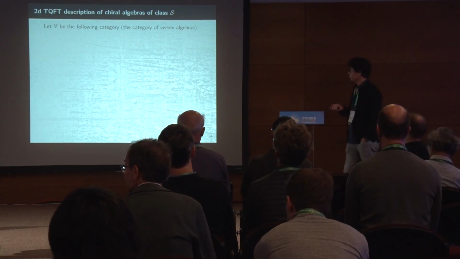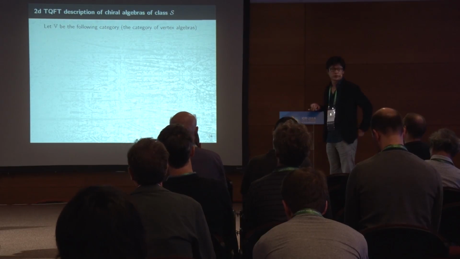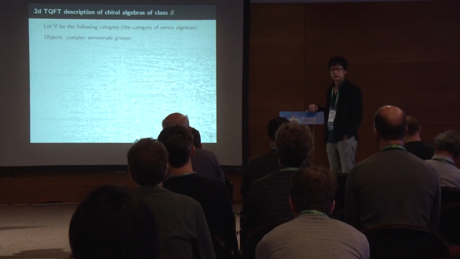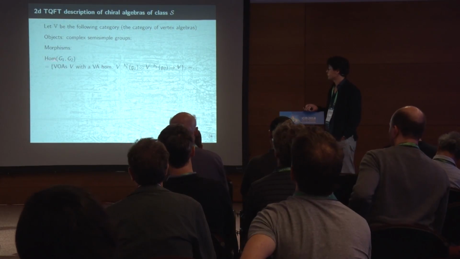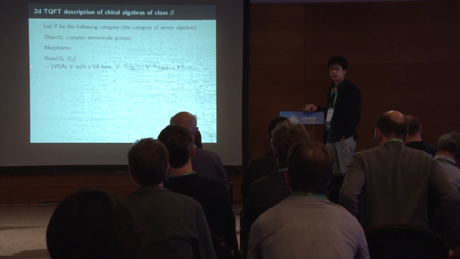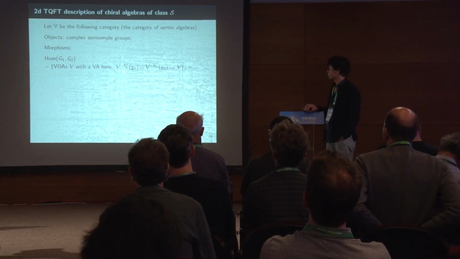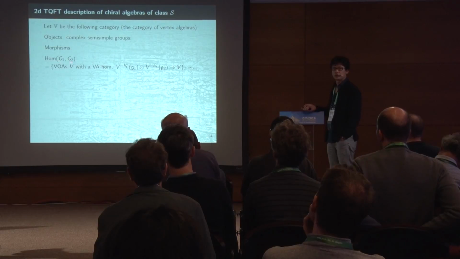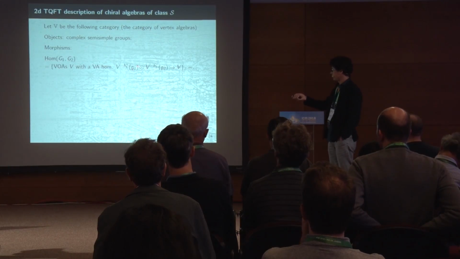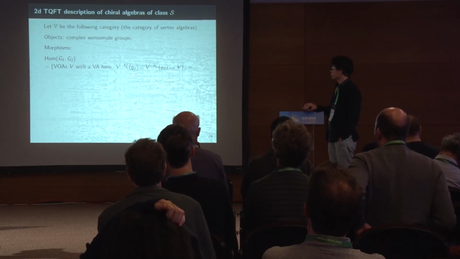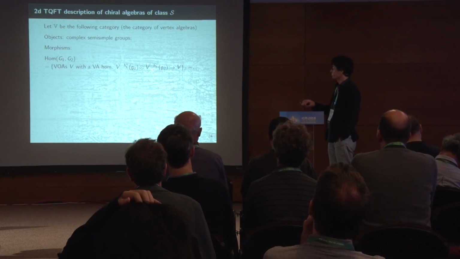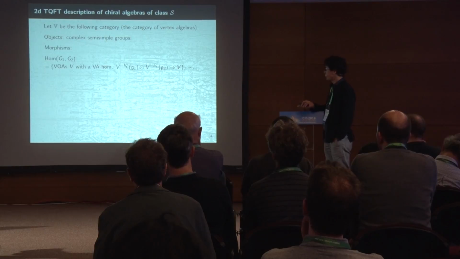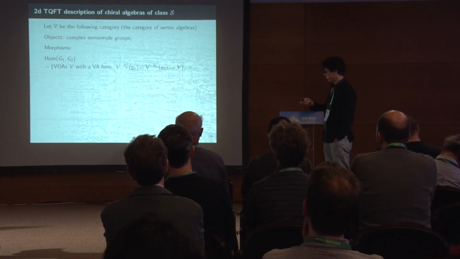We introduce the following category, which I call the category of vertex algebras. Objects are not vertex algebras, but complex semi-simple groups. A morphism from G1 to G2 is a vertex algebra which admits an action of G1 hat and G2 hat at critical levels, where G1 and G2 are the Lie algebras of G1 and G2 respectively. This affine algebra action should be compatible with the vertex algebra structure, so you should have a vertex algebra homomorphism from the corresponding affine vertex algebra. So this is a vertex algebra equipped with the action of G1 hat and G2 hat at the corresponding critical levels.